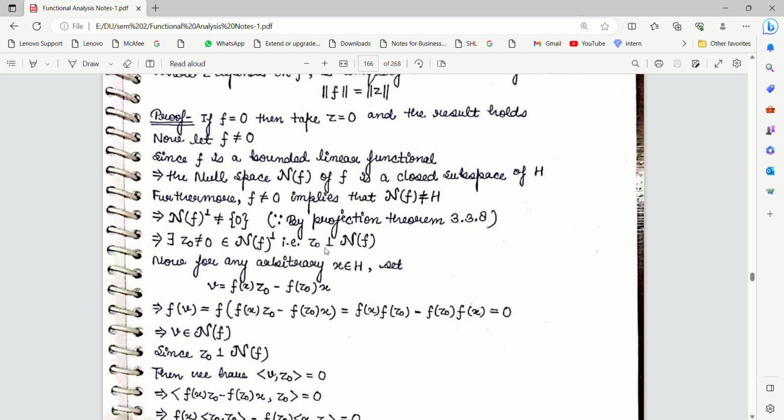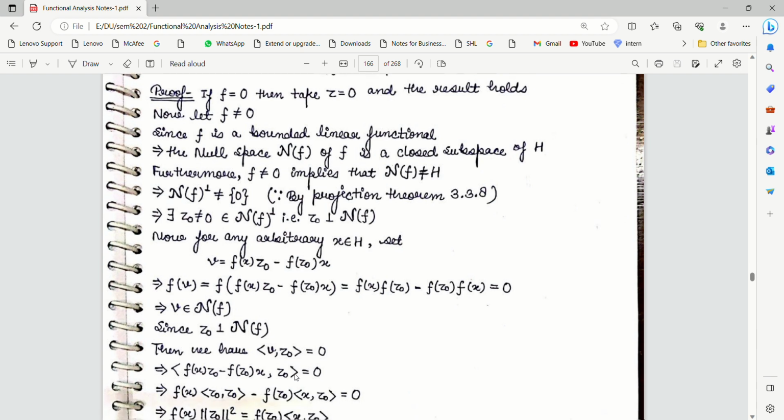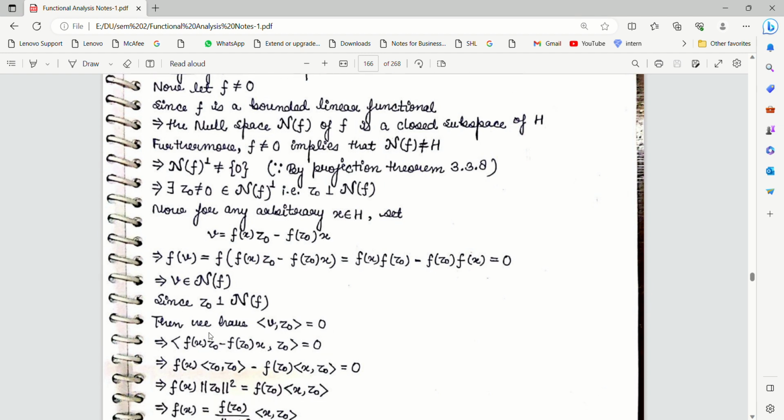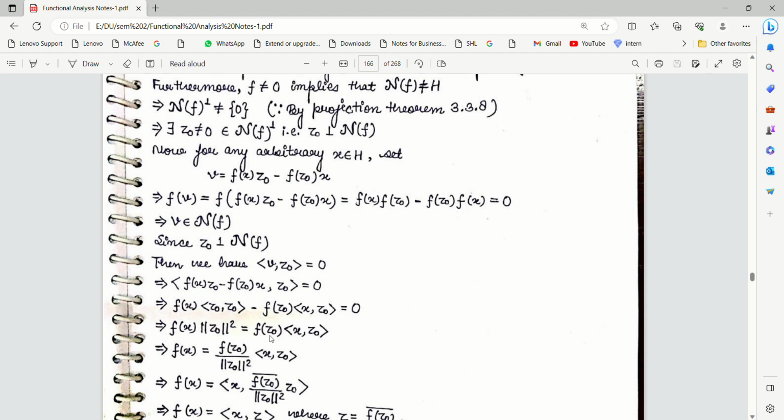And we have taken an element z0 that is perpendicular to N(f). So the inner product of v and z0 should be equal to 0, since we know that two orthogonal elements have inner product 0. So we put the value of v here, and comma z0 is equal to 0. By the property of inner product space, f(x) should be taken out, and z0 comma z0, and minus f(z0) should be taken out and the inner product of x and z0, that should be equal to 0.